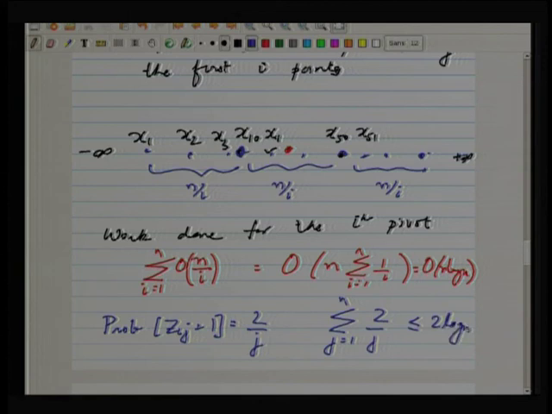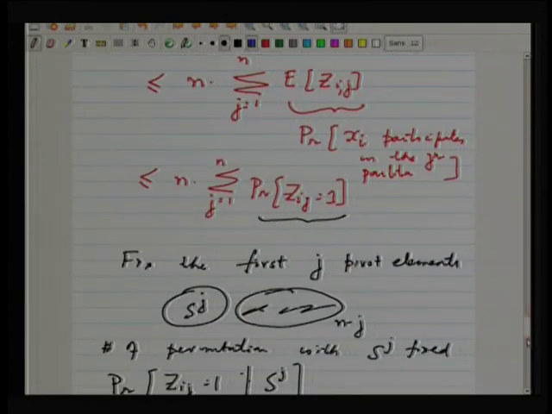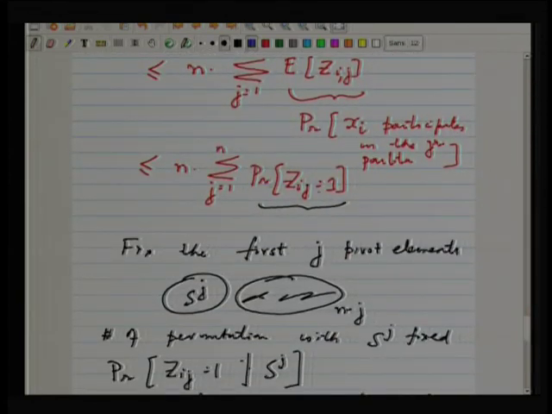So, for a single element, it is 2 log n, and therefore, for all the n elements, when you multiply by n. So, here is what we did basically, n times this probability, and this probability we computed to be equal to 2 over j. So, the whole thing is less than n log n. Right. So, this is the randomized incremental construction analysis.